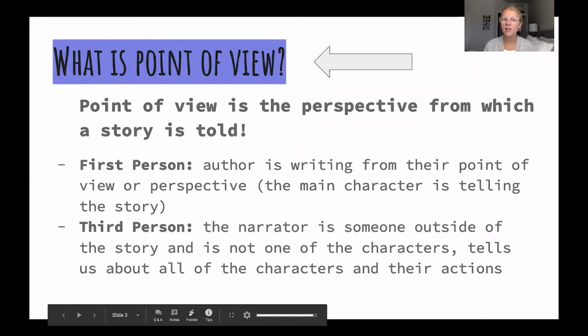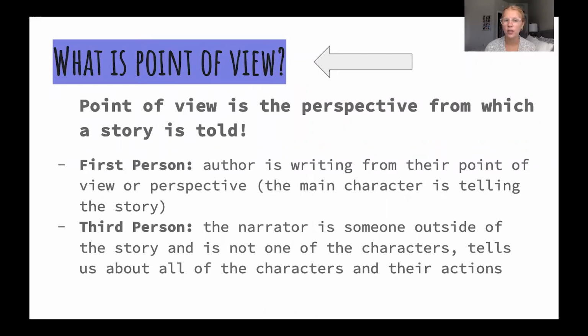So if you notice in our objective, it said third person point of view. Before going over exactly what third person is, let's take a second to look at what point of view is. Point of view is a perspective from which a story is told. So the point of view is the perspective that the story we are reading is being told from. Whoever is telling the story, that is coming from their perspective and their point of view. And the two different points of view that we are focusing on this week are first person and third person.